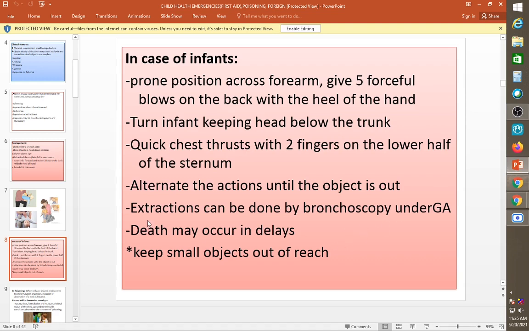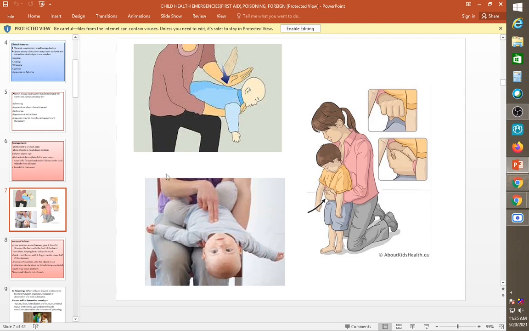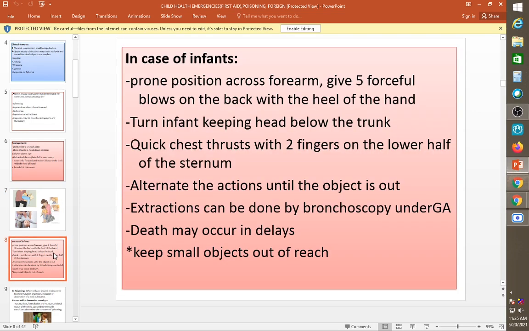But if this is continuously done and the object is not coming out, then it may be a danger for the child. So without wasting much time, the child has to be taken to a hospital where emergency care is given, otherwise death may occur. Okay, and a very important thing is to keep small objects out of reach. So you must have done a health talk on this topic. What is that? Health talk topic on prevention of home accidents. Remember, whoever has done it. So this is very important.